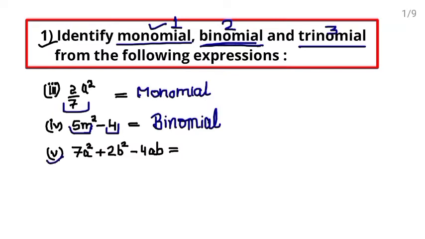Next, fifth part we have 1, 2, 3. These three parts are attached with plus or minus sign. So we have three terms. Three terms means this is trinomial.